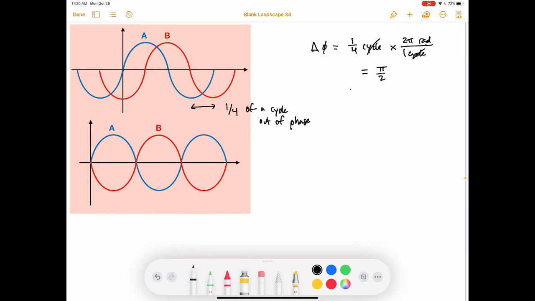But of course, you can always add 2 pi to that because waves just repeat themselves after 2 pi radians. And in fact, you can add 4 pi, 6 pi, and so on. So what would also work would be 5 pi over 2, 9 pi over 2, 13 pi over 2, and so on. These would also work.